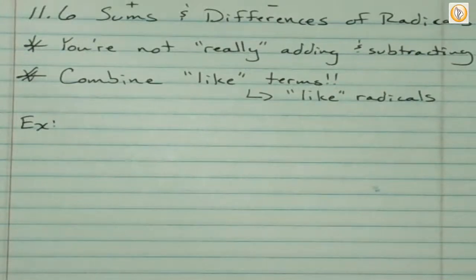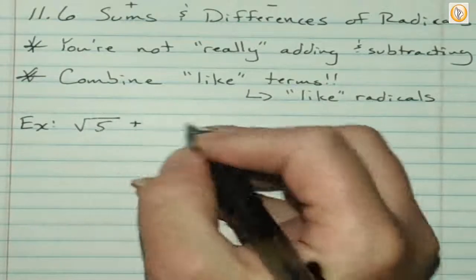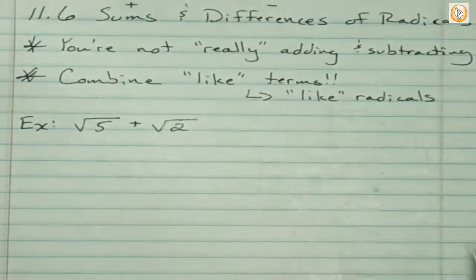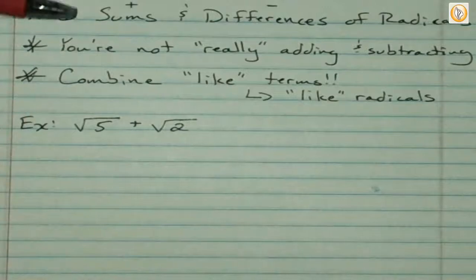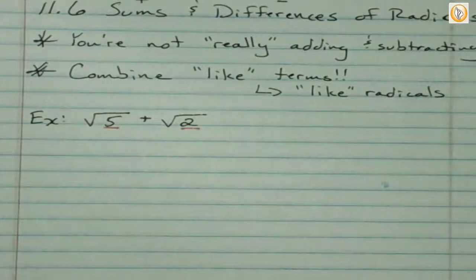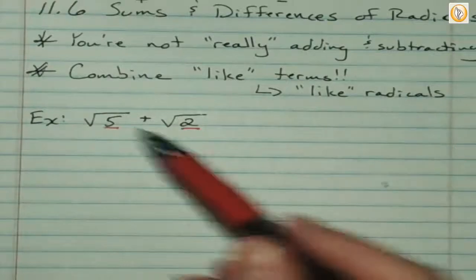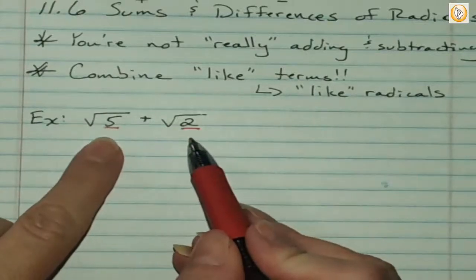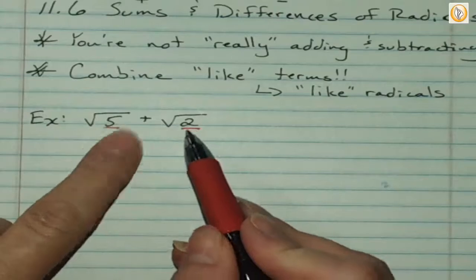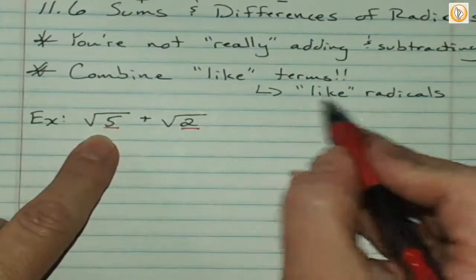Okay, so here's an example. They can be stressful. So what you're going to do when you're adding and subtracting radicals is look at the radicand. That's going to be your like terms. You're really looking at the radicands. And this is what you're going to be combining if they are the same.